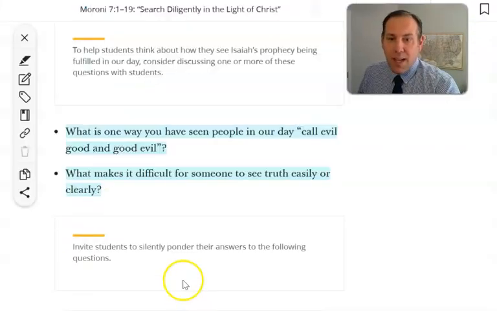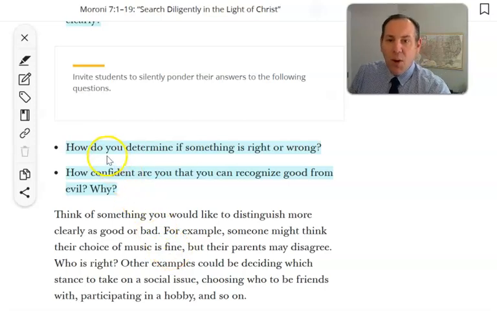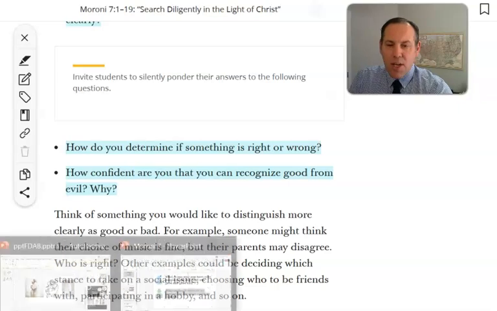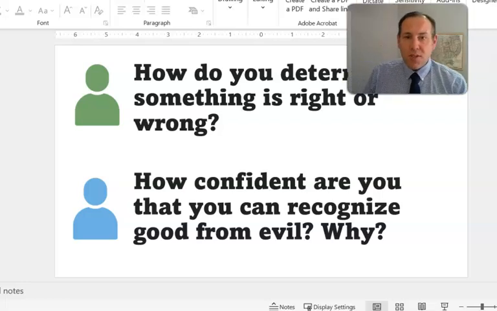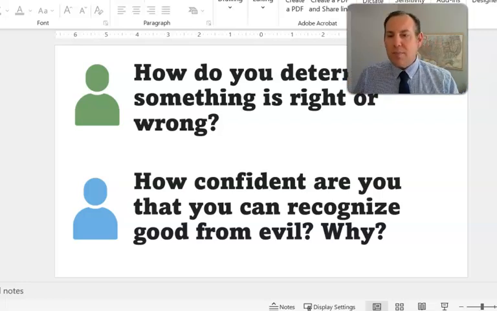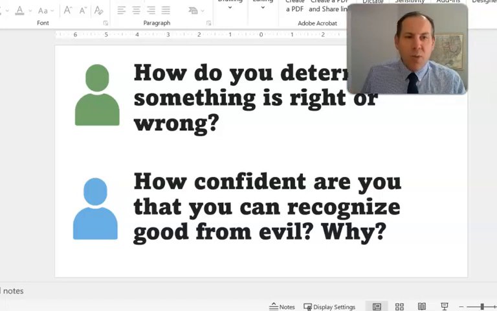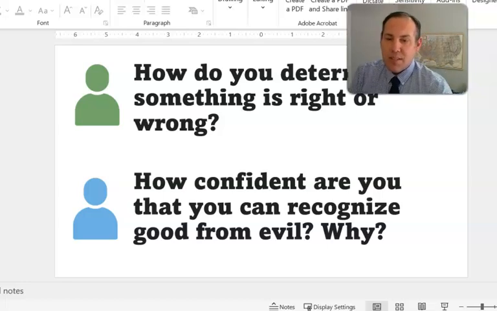Later on in the curriculum, I saw another pair of great questions right below. How do you determine if something is right or wrong? How confident are you that you can recognize good from evil? Why? And this one said maybe you'd silently ponder answers to this, but you could do it in a pair. Tell them you don't need to share anything that's too personal. Or you could say, we're going to have you write in your journal. So green, you're going to write your answer in your journal to this. Blues, you're going to write your answer in your journal to this. But we're just trying to get a little bit deeper about how good we are, how we've done in the past, if this is easy, if this is challenging.